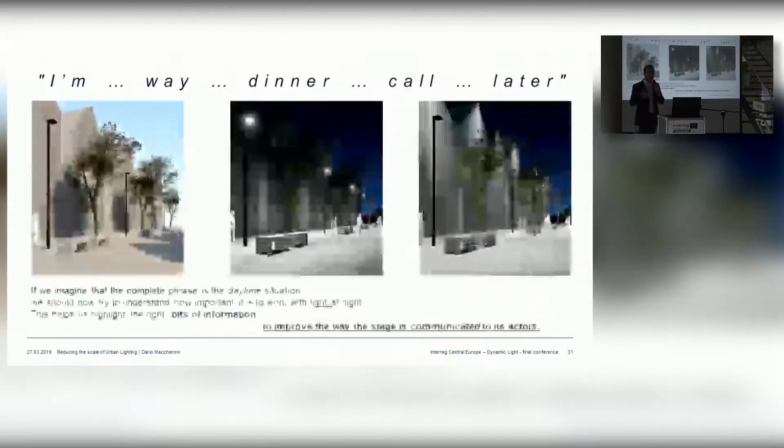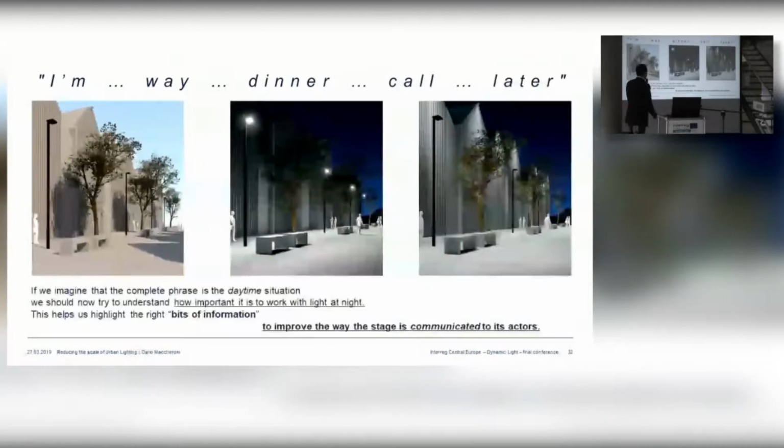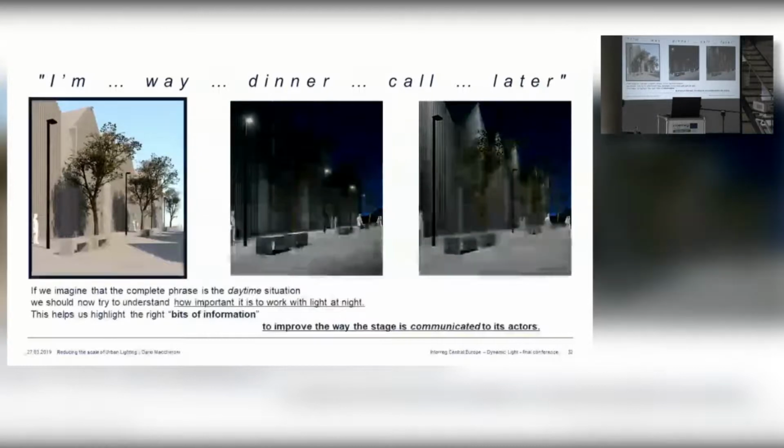So it's about information. If you think that the complete sentence, so I'm on the way to dinner and I'll call you later, is the daylight situation of a specific urban place, we can get the full spectrum of information out of this place. We understand the place. We are interested maybe in some details, in some objects out of these visuals.